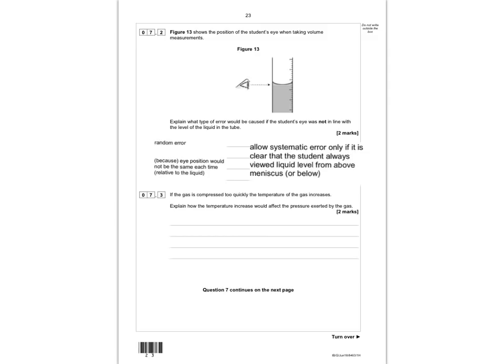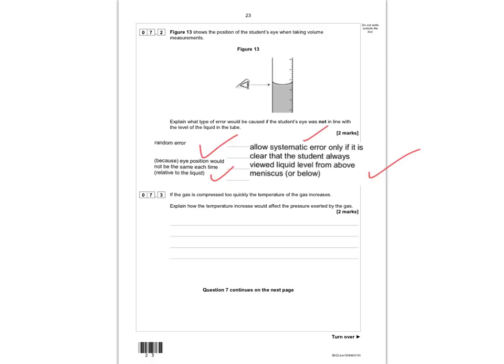So on the screen now is the mark scheme for the question, so you can mark your work using this. The first mark is for saying random error. The second mark is for saying because the eye position would not be the same each time. As I said at the beginning of the question, you could also get a mark for systematic error if it's clear that the student always viewed the liquid level from above or below the meniscus. If you use the term parallax error, you can still get a mark, but that counts towards the random error mark on this question.